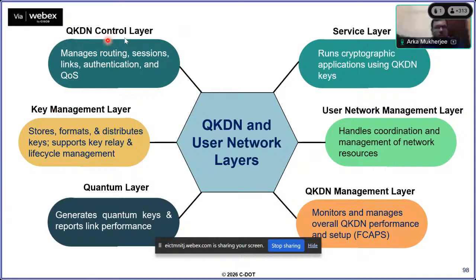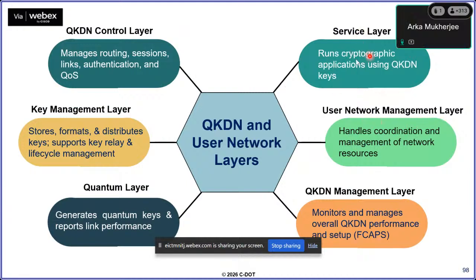Then on top of it, we have the QKD control layer that manages the routing, sessions, authentication type of thing. Then we have the QKD network management layer that monitors overall performance and sets up the FCAPS. FCAPS means fault, configuration, accounting, performance, and security. Okay, so it manages the overall network. And then we have the service layer and the user network management layer.